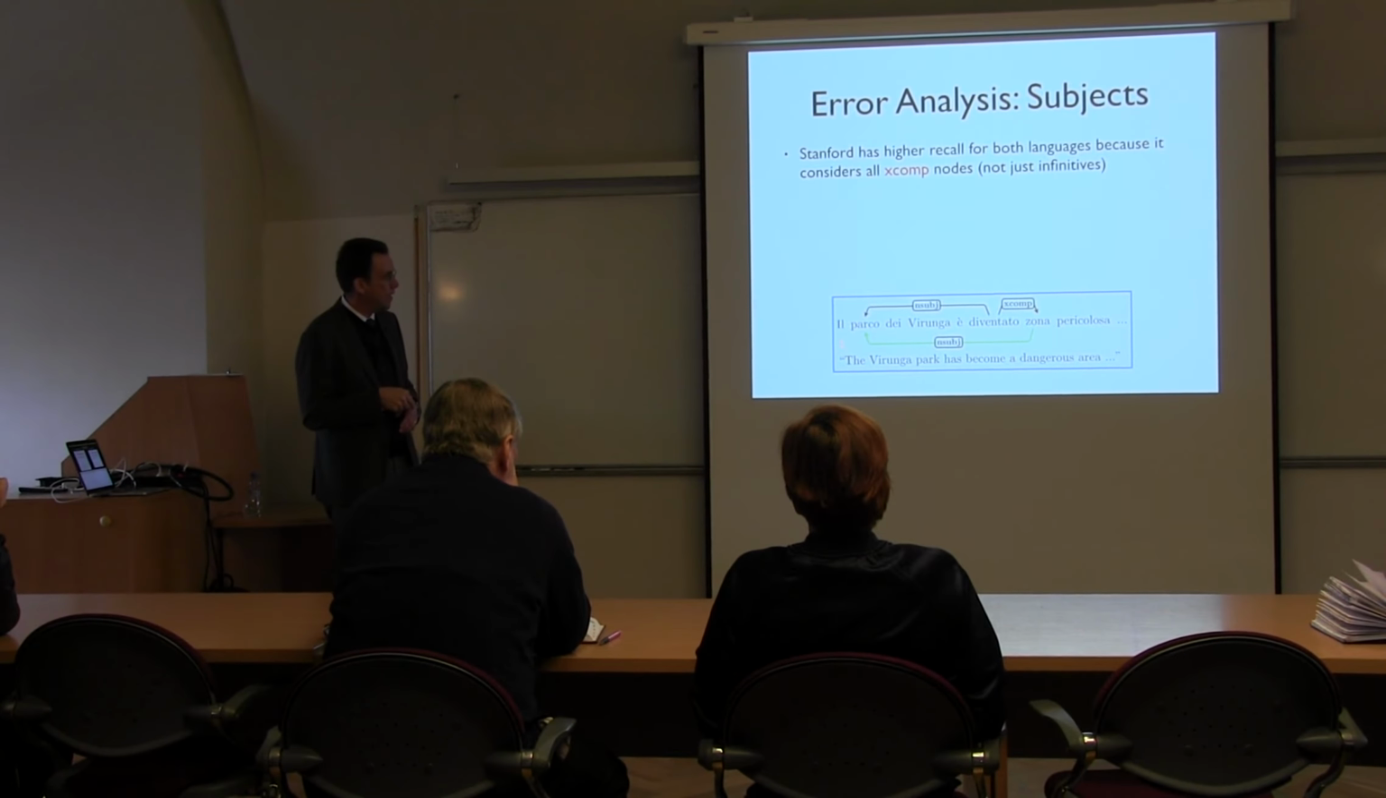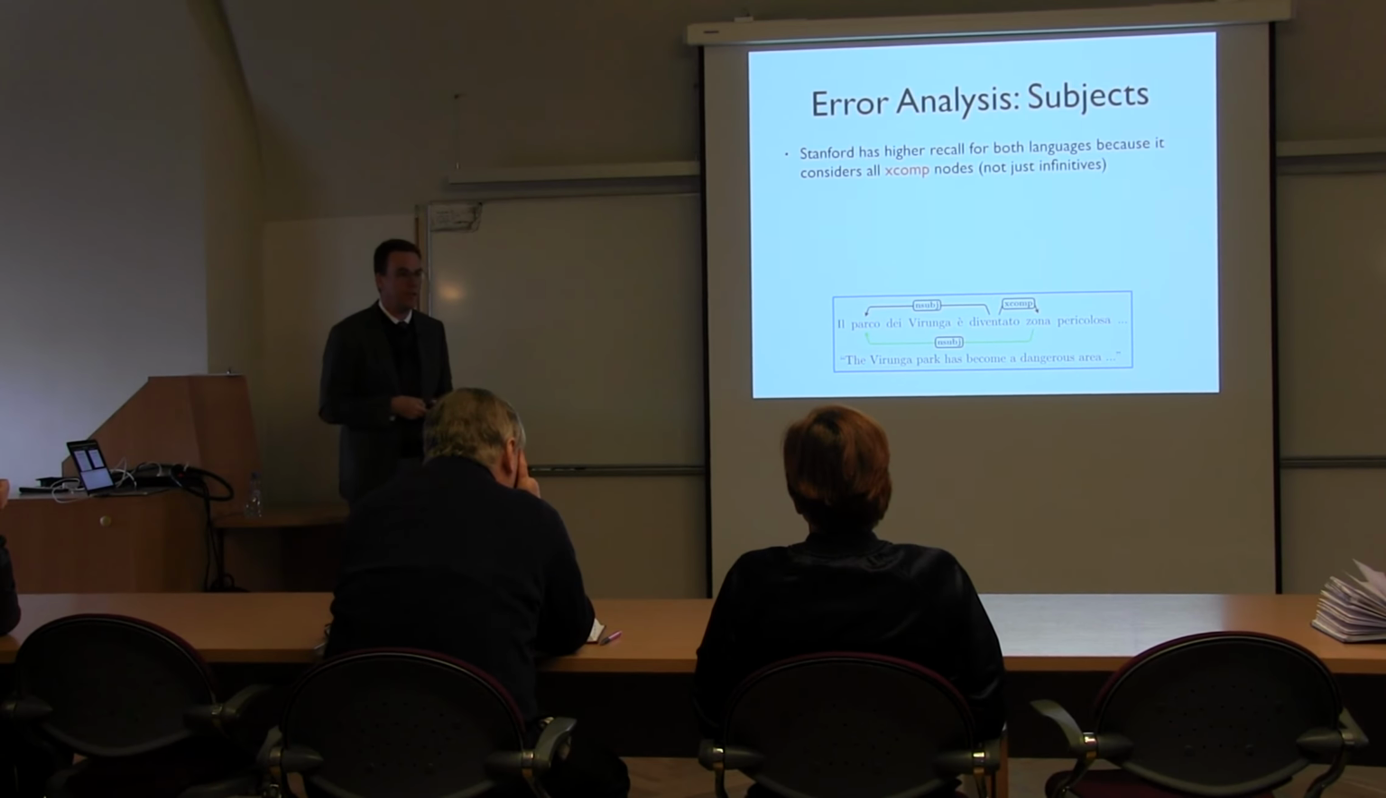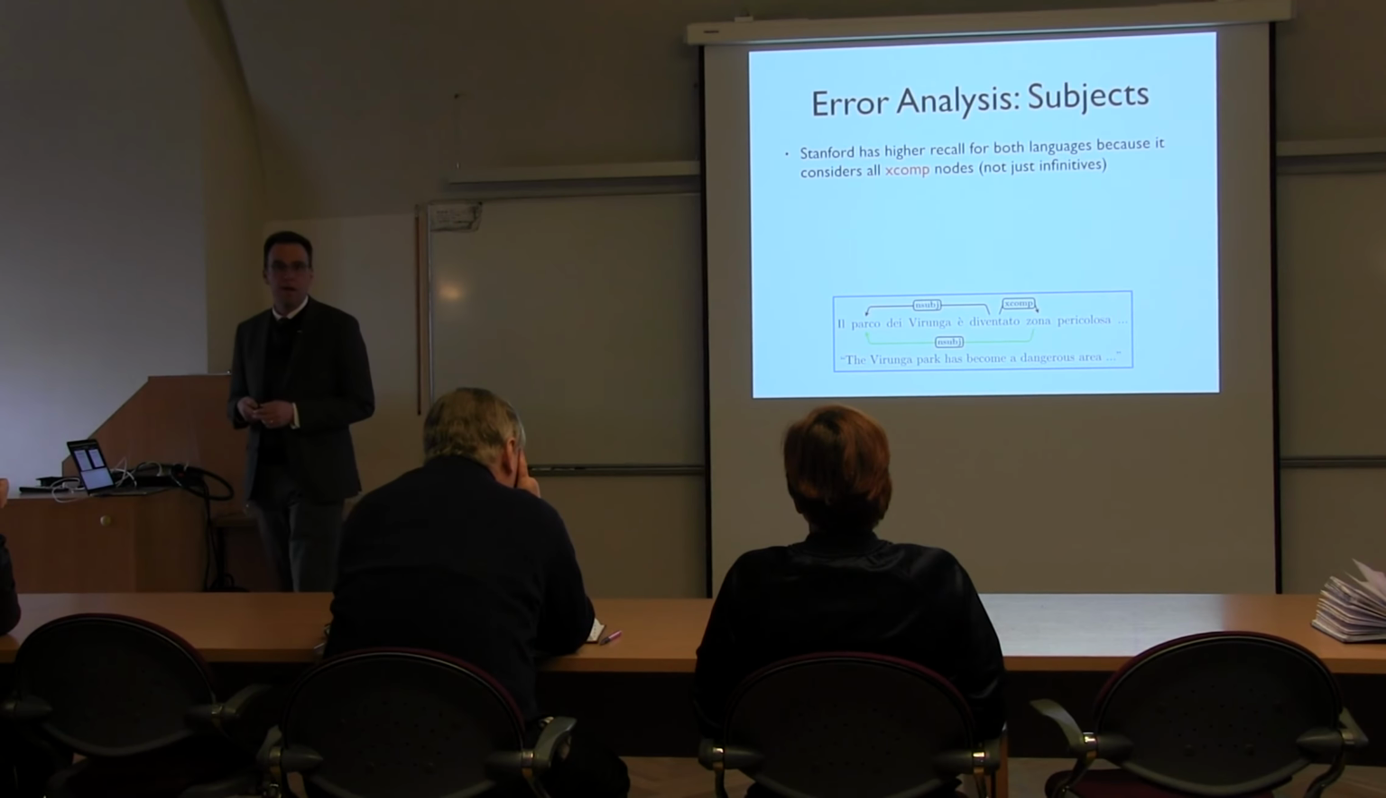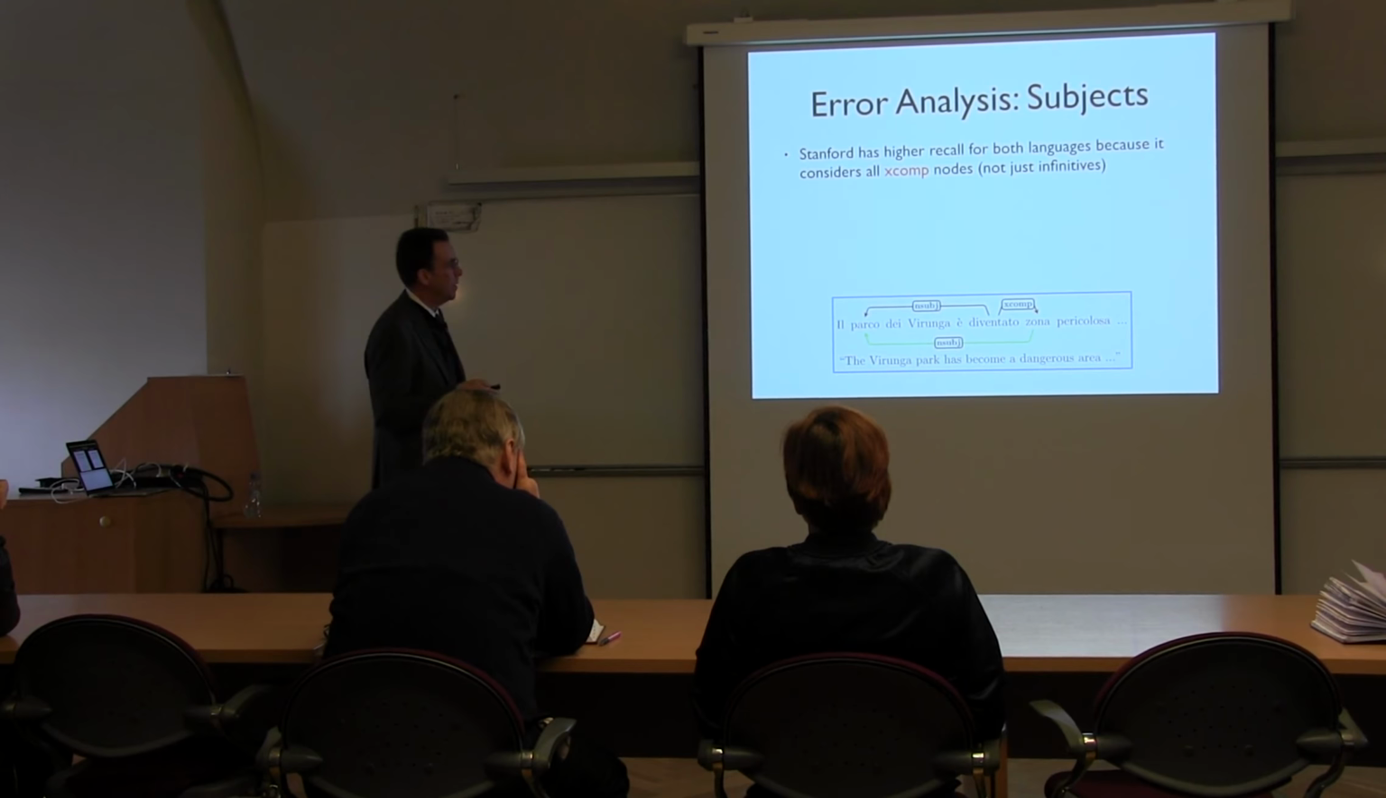So here is an Italian example, meaning something like the Virunga part has become a dangerous area. In the UD annotation, the dangerous area is treated as an xcomp of become, meaning that the thing that has become a dangerous area is, of course, the part. So this is an easy sort of dependency to predict. But the Finnish system doesn't handle that case.